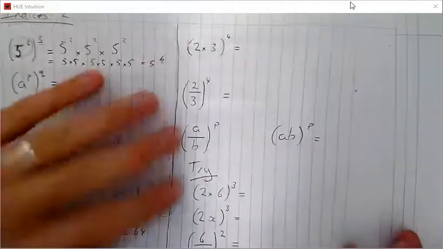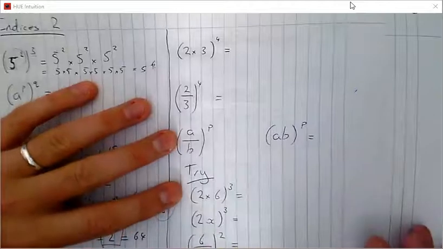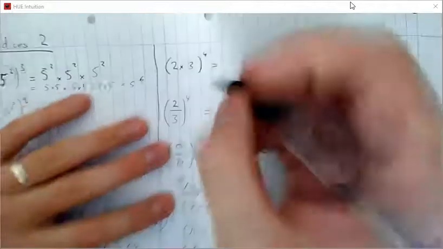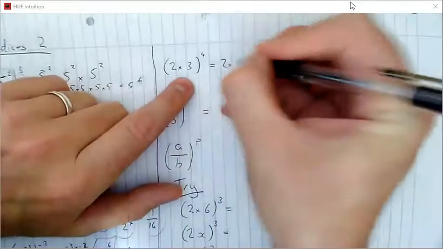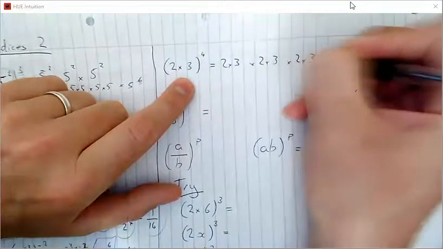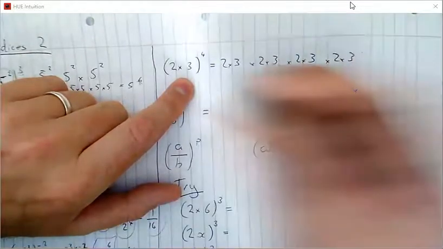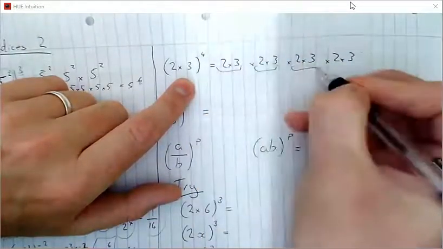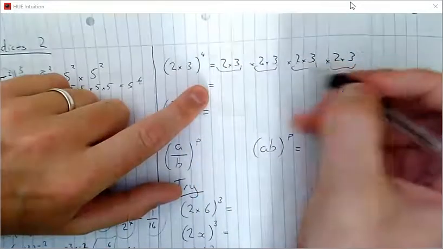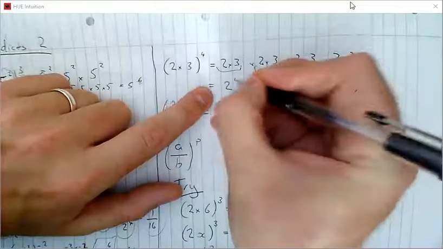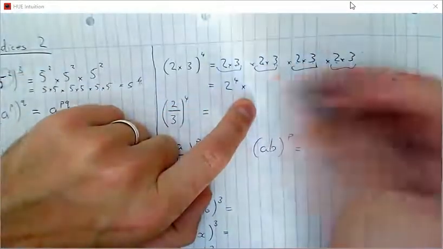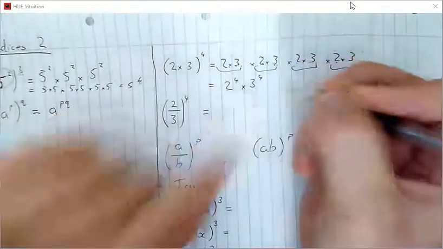Second rule that I want to look at today is this one here. 2 multiplied by 3 to the power of 4. Okay, well, what's that? That's 2 by 3 multiplied by 2 by 3 multiplied by 2 by 3 multiplied by 2 by 3. Okay, 4 times. 1, 2, 3, 4. Well, that's the same as 2 multiplied by 2 multiplied by 2 multiplied by 2. That's 2 to the power of 4 multiplied by 3 multiplied by 3 multiplied by 3 multiplied by 3, 3 to the power of 4.